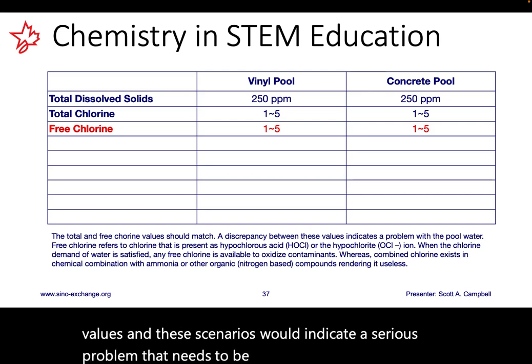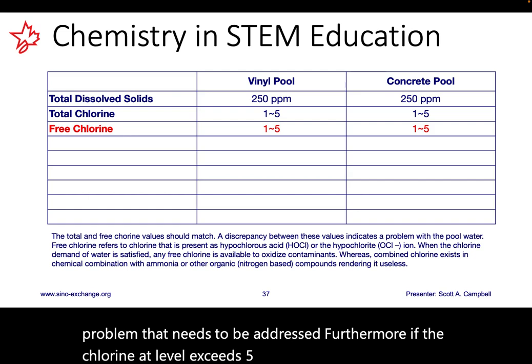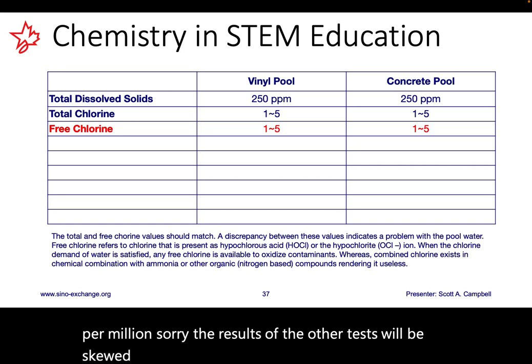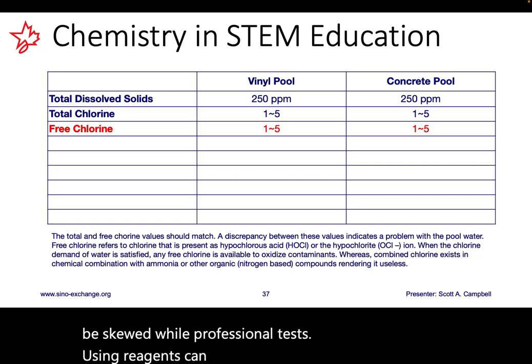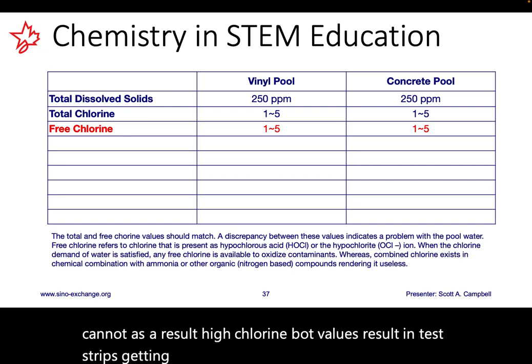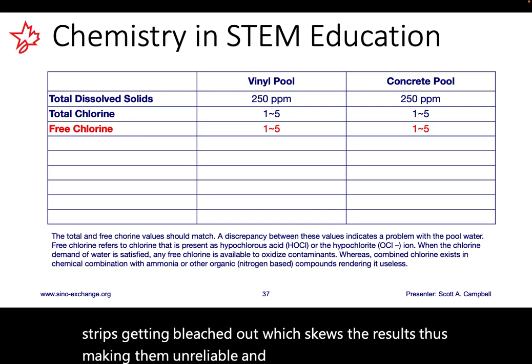Furthermore, if the chlorine level exceeds 5 parts per million, the results of the other tests will be skewed. While professional tests using reagents can accommodate for this, test strips cannot. As a result, high chlorine values result in test strips getting bleached out, which skews the results, thus making them unreliable and unsuitable for any commercial testing purposes.